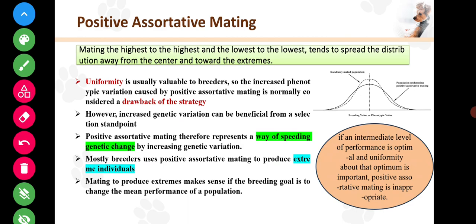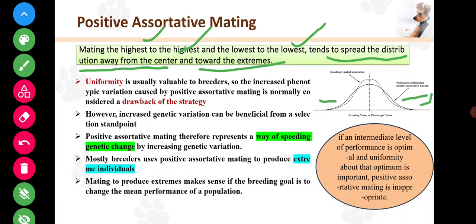In positive associative mating, the highest are mated to the highest and the lowest to the lowest, and this tends to spread the distribution away from the center and towards the extremes. So here you can see that from the center, the data is spread in both directions. So how is it possible?